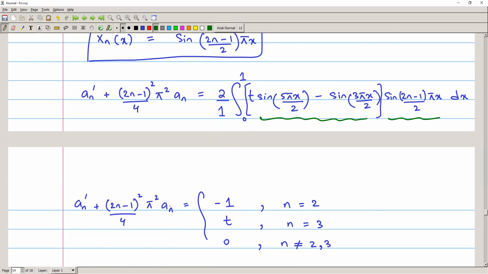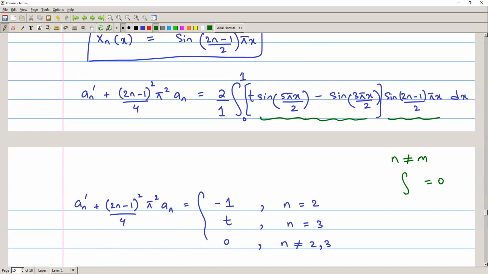So now we know that this integral, and this is t sine 5 pi x over 2 multiplied by sine (2n minus 1) over 2 pi x. By the orthogonality, we know that if n is not equal to m for this case, the integral will be equal to 0. And only for n equal to m, we will get the values.